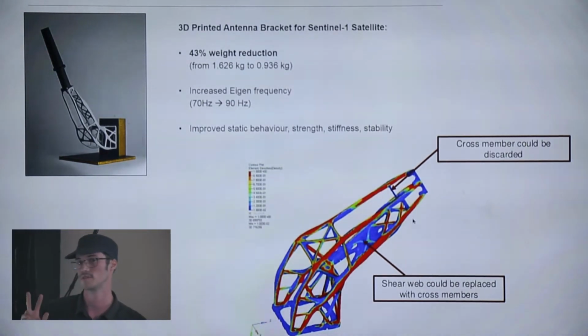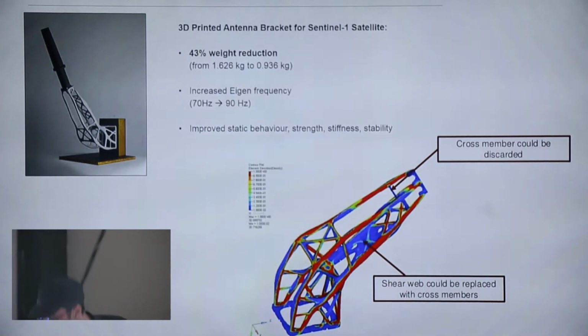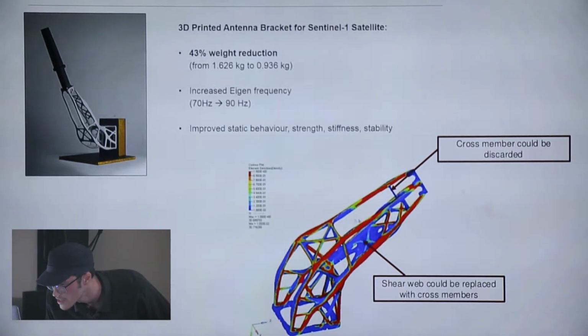They actually printed two of these and did full testing, but you can see some parts have red, and then I think they're showing here the cross member could be discarded. And if you look here, there is no cross member. They ended up removing it.